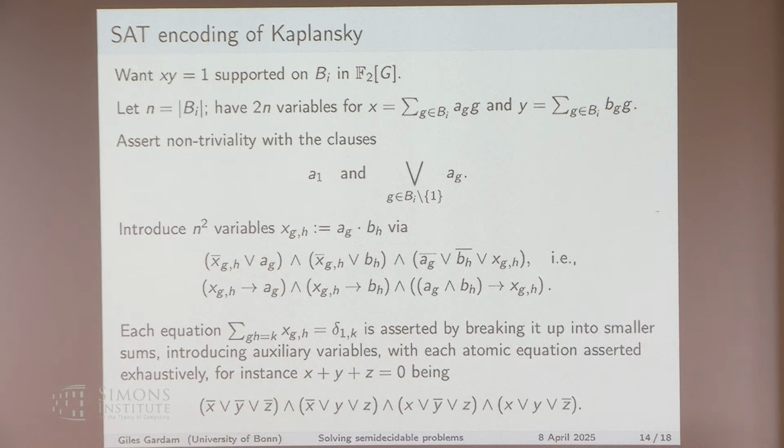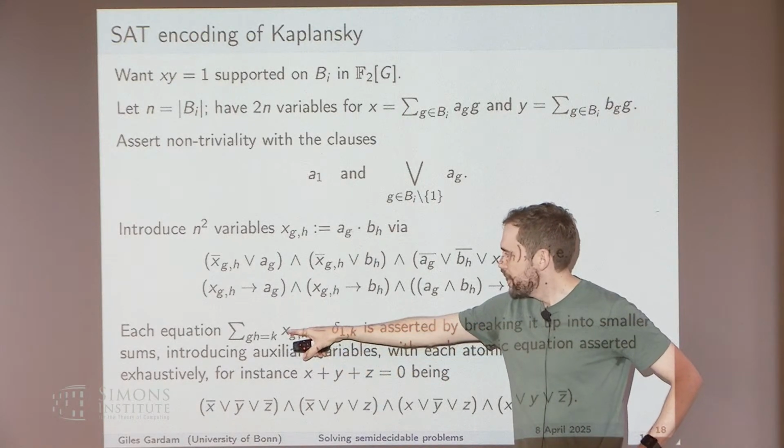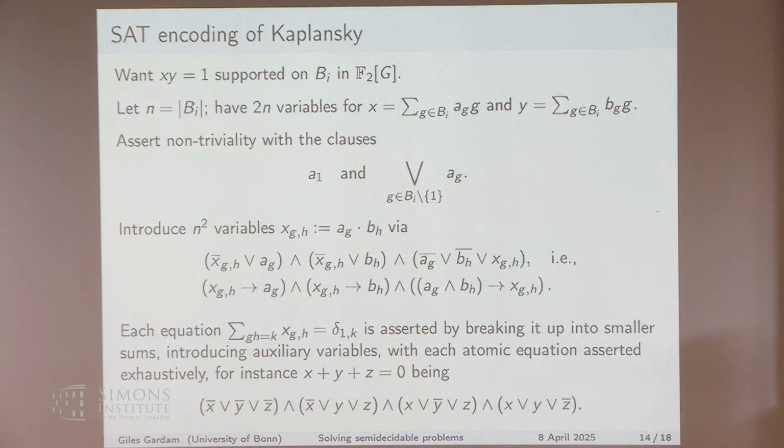So the multiplication table comes in here where I'm summing up the product variables x, g, h according to what the corresponding product is. So for each k, I look in this multiplication table where all the places that k occurs are, and that tells me which x, g, h variables I have to add up.